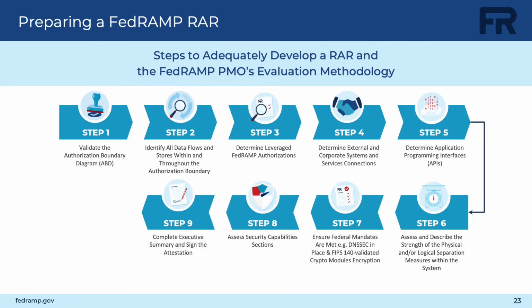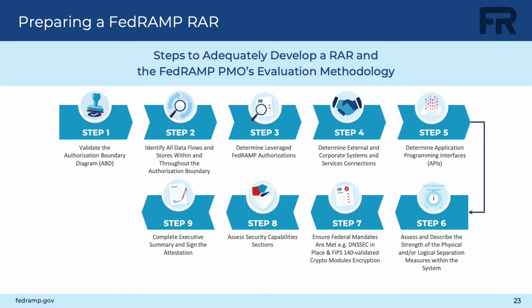Now let's take a look at the high-level steps that it takes to adequately develop a RAR. There are 9 steps in total. First, step 1, validate the authorization boundary diagram. Step 2, identify all data flows and stores within and throughout the authorization boundary. Step 3, determine leveraged FedRAMP authorizations. Step 4, determine external and corporate systems and services connections. Step 5, determine application programming interfaces, or APIs.